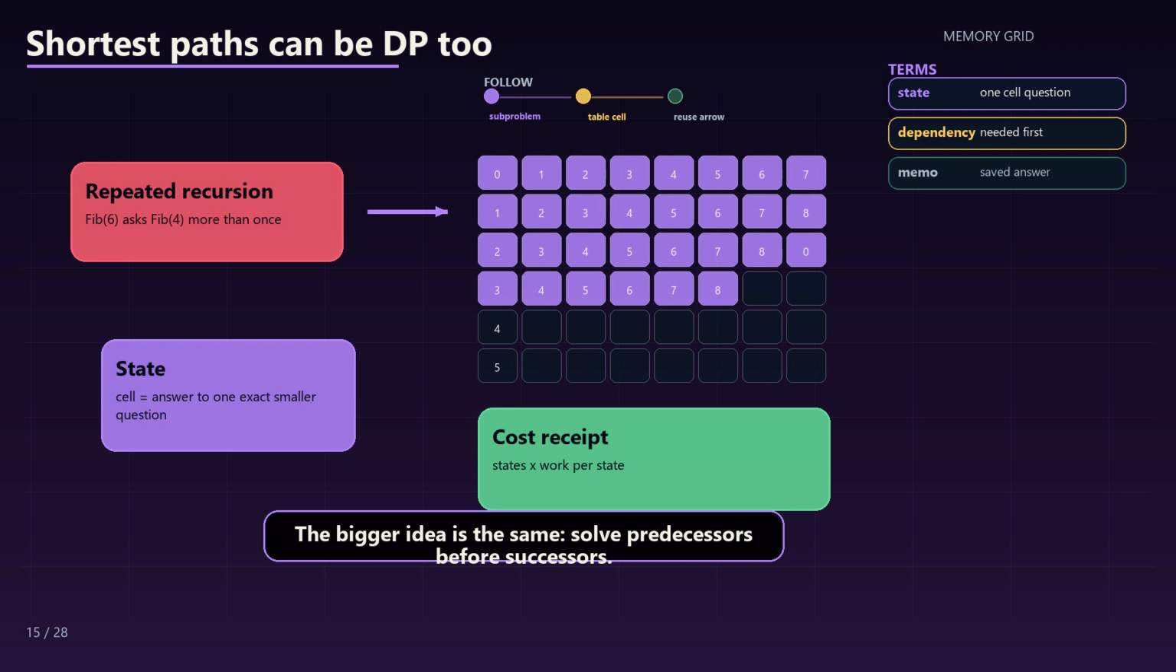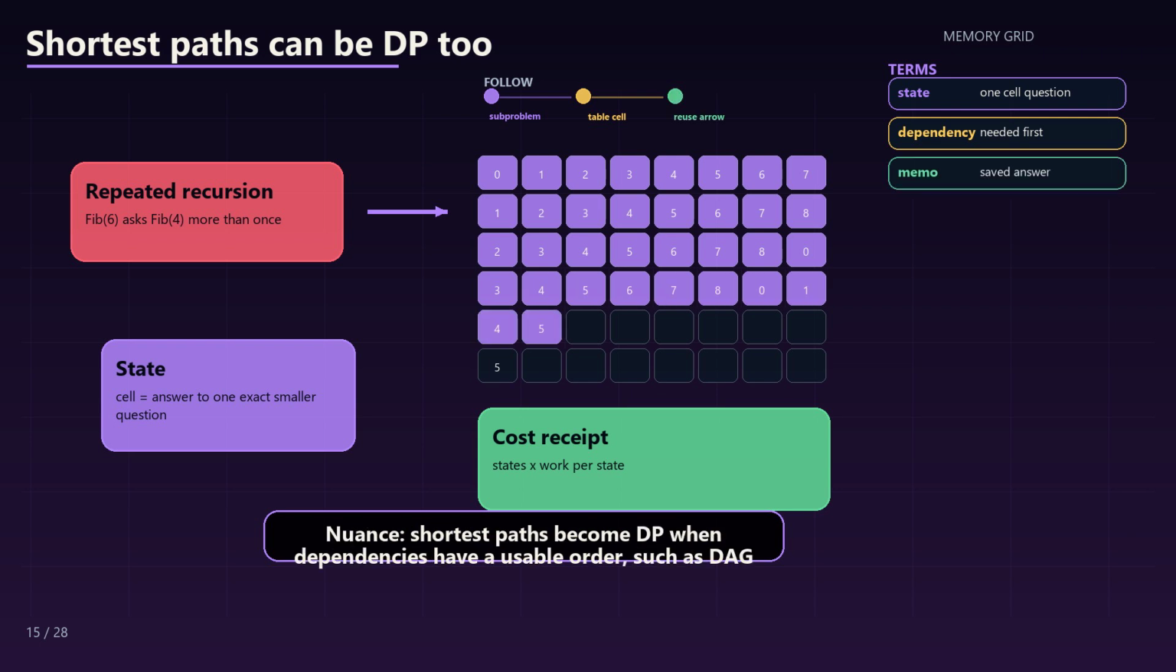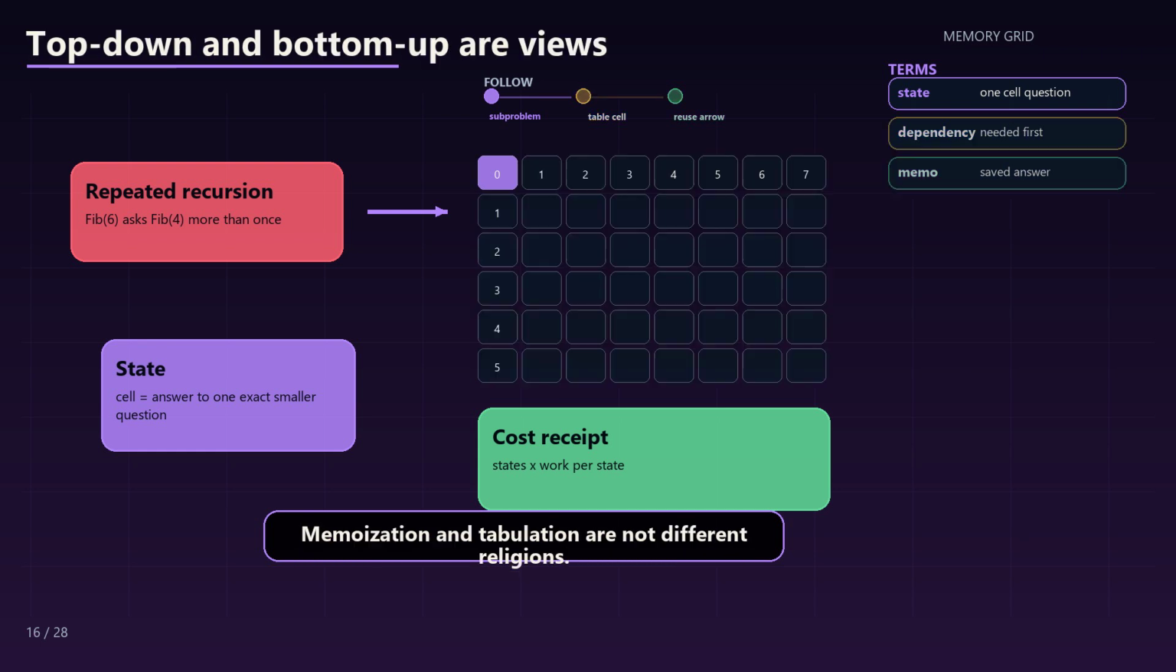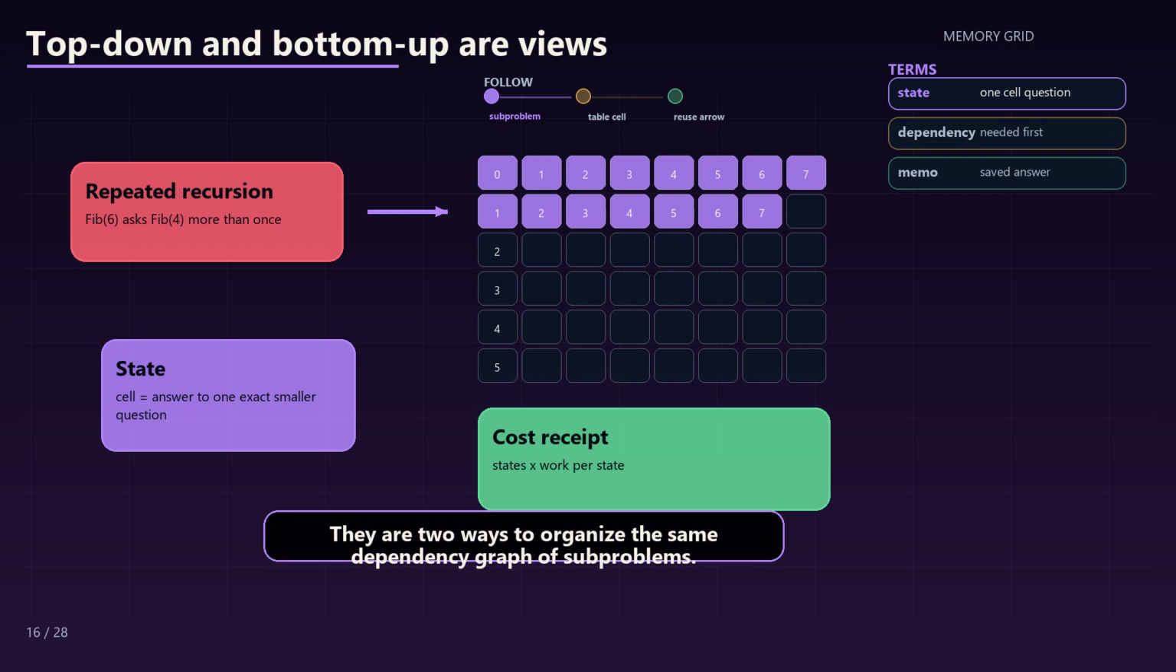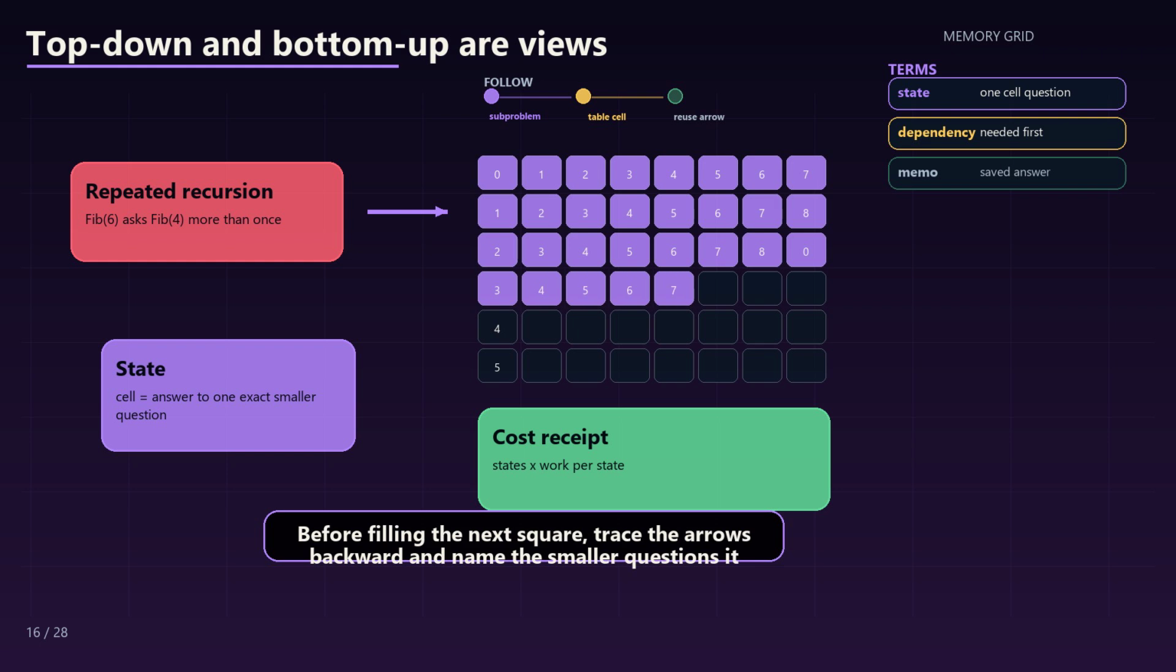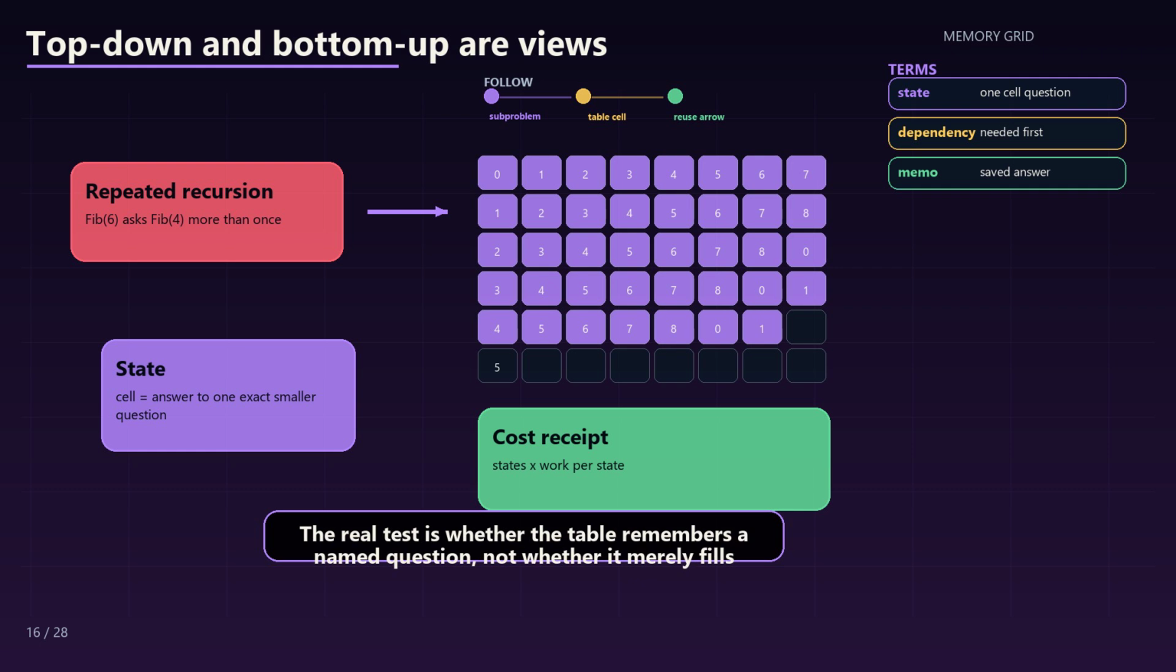Nuance, shortest paths become DP when dependencies have a usable order, such as DAG shortest paths, or when repeated relaxation simulates that structure. Memoization and tabulation are not different religions. They are two ways to organize the same dependency graph of subproblems. Before filling the next square, trace the arrows backward and name the smaller questions it needs. The real test is whether the table remembers a named question, not whether it merely fills space.